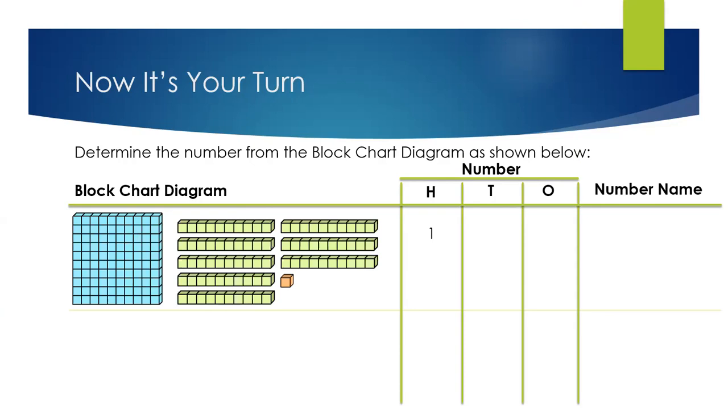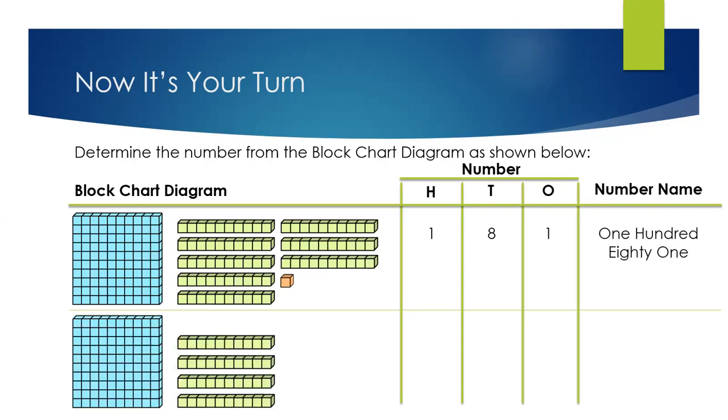How many tens does this number have? Let us count the number of tens in this number. 1, 2, 3, 4, 5, 6, 7, 8. So eight tens are there. And how many ones are we having? We are having only a single cubic block representing one ones. So the number represented by this block chart diagram is 181.